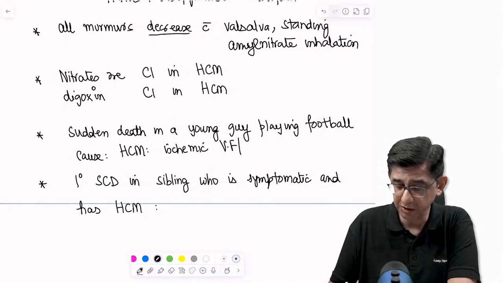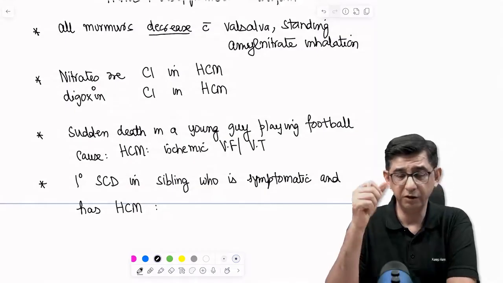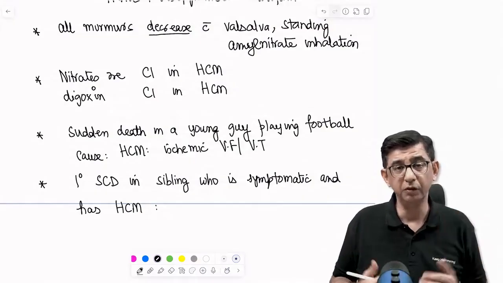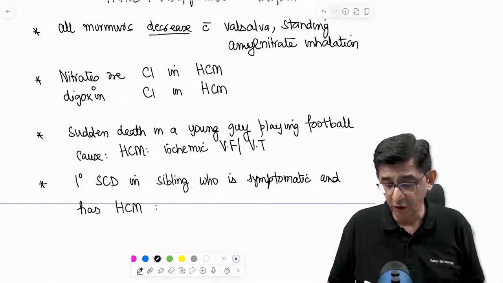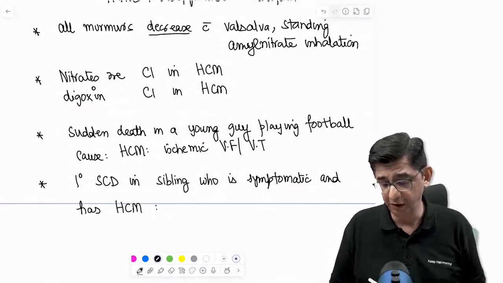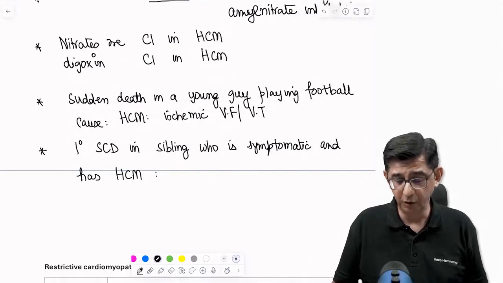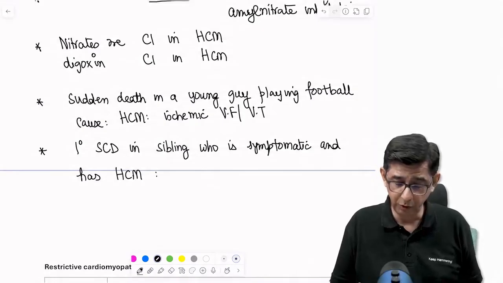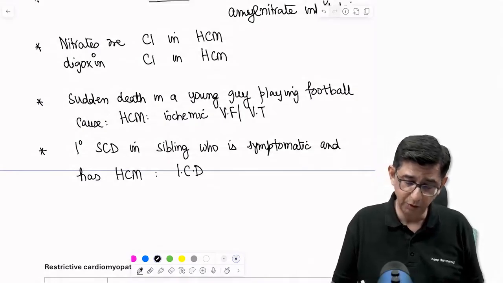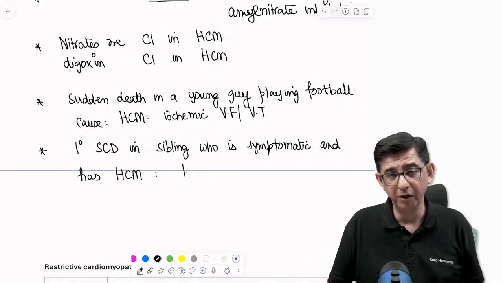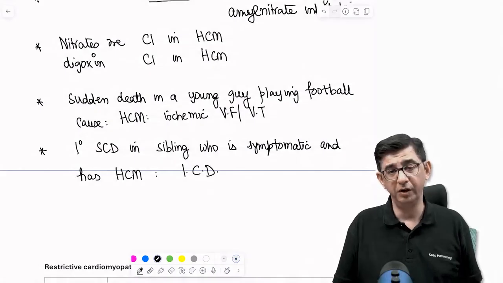Why these patients can die is that he is running after the ball fast. Already there is ischemia in the heart. So the worsening of this endocardial ischemia can cause ischemic ventricular fibrillation and ventricular tachycardia. And to prevent sudden death in a sibling who's symptomatic and has hypertrophic cardiomyopathy, because of autosomal dominant nature, the single most important intervention that can reduce the chances of death in this patient is an implantable cardioverter defibrillator.